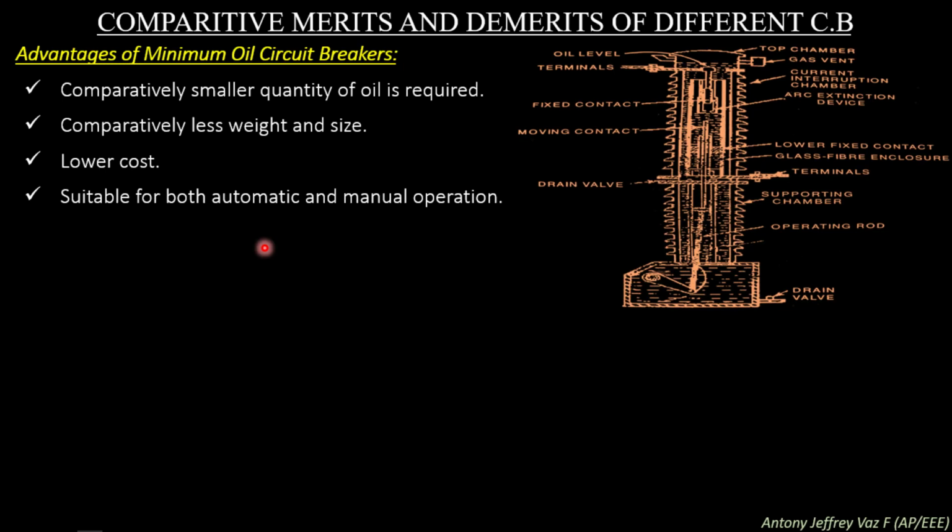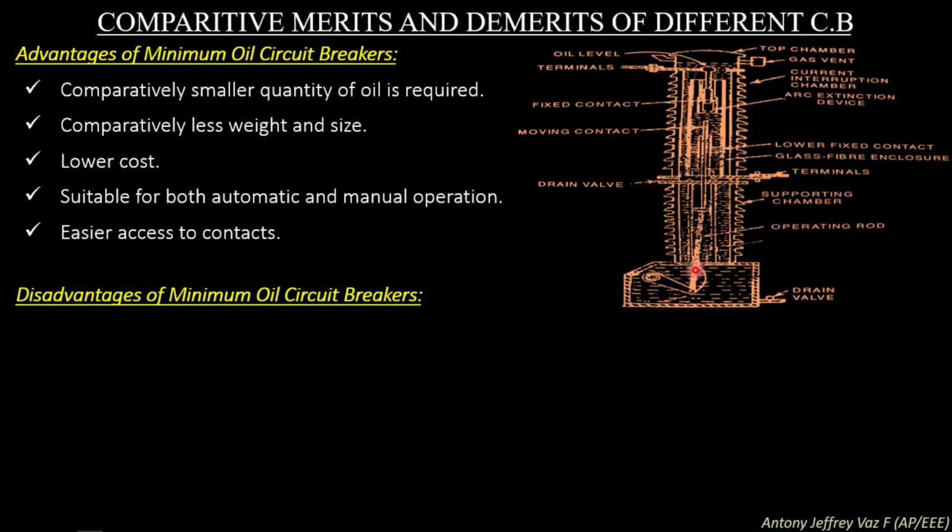Suitability for both automatic and manual operation. The minimum oil circuit breaker can be automated and also operated manually. Easier access to contacts. Since all the contact materials and the contact system of the minimum oil circuit breaker are vertically mounted, anyone can access the contacts, the contact mechanism and the drive lever system with a minimum time of operation.